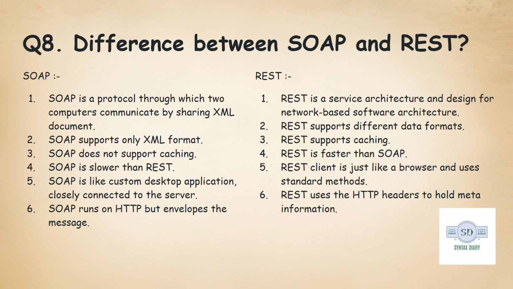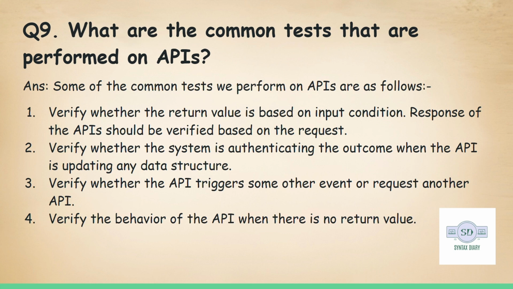SOAP is like a custom desktop application closely connected to the server, whereas REST client is just like a browser and uses a standard method. SOAP runs on HTTP but envelops the message, whereas REST uses the HTTP headers to hold meta information. What are the common tests that are performed on APIs?